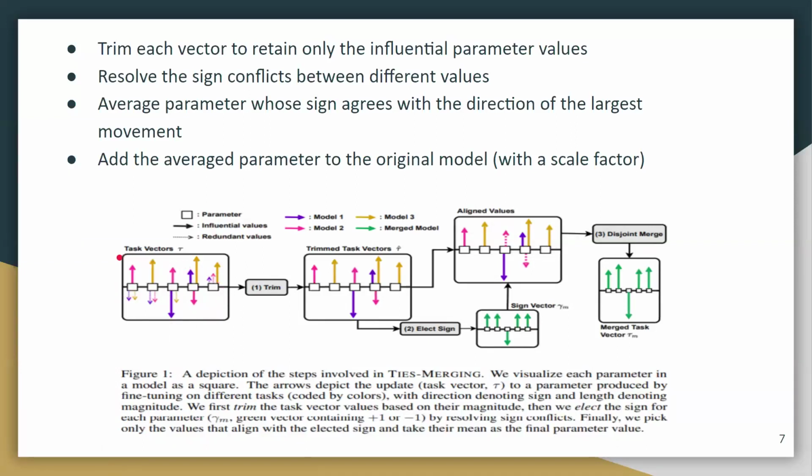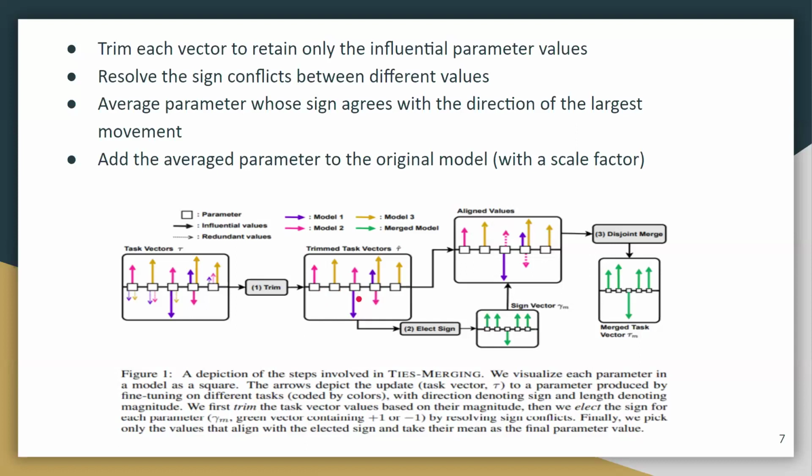The first step is to trim each group of parameters that we are going to merge, to keep only the influential parameters. What that really means is we discard the parameters that have a really small magnitude. In the second box, called trimmed task vector, in the first group we eliminate the purple and yellow parameters because they were very small compared to the pink ones. Same for group two, we only kept the large yellow parameter.